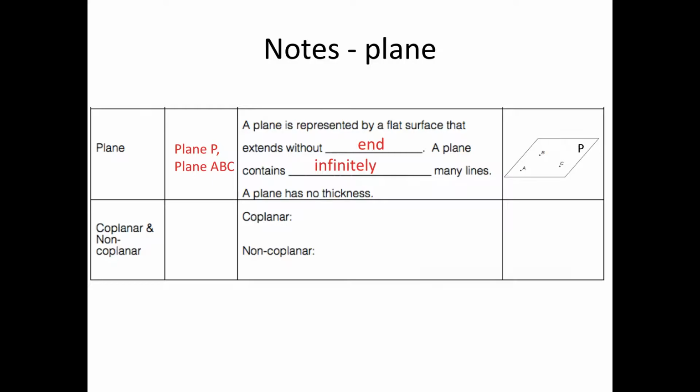Okay. And again, unlike a point, if I just say P, I'm going to assume it's a point, because P is a letter. So if I have plane P, I have to write the word out, plane P. Or I can just call it plane ABC, because again, points A, B, and C are in it. Okay, and a plane contains infinitely many lines. I'll let you guys write that down first, and I'll go to the next one.